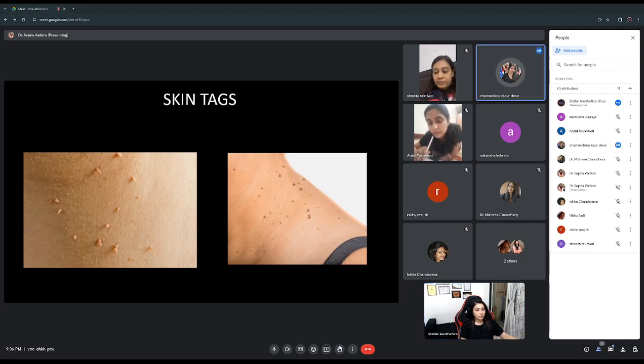Ma'am, can they resolve without treating? No, mostly it doesn't resolve. Mostly it does not. You have to remove it, or else the patient gets used to it. I have seen so many patients carrying so many tags for years, because it's harmless, it's not painful or anything, it's just there. Okay, so it doesn't really bother. So sometimes patients are used to it.